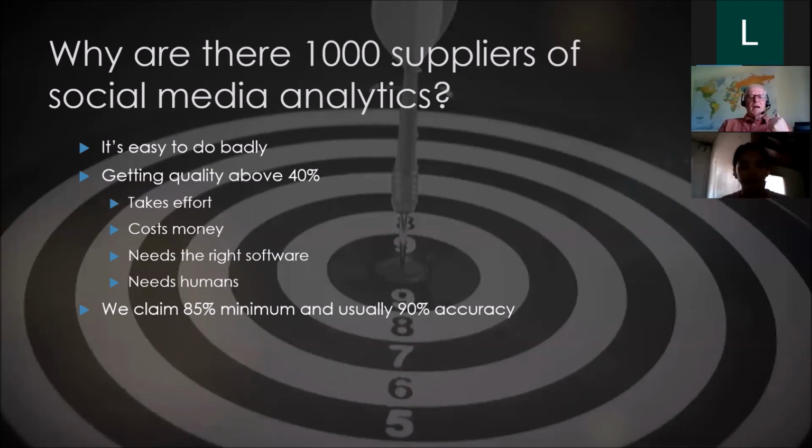Getting above that takes effort, costs money, needs the right software, and needs humans. And when you might think we're in a very competitive market, we are in some ways, but that 1,000 whittles down really just to one or two when it comes to getting quality of the level that we're talking about. So I think it's important to understand the difference between something you can get quickly and cheaply and something that perhaps we're offering if you want that accuracy, and what you're not getting if you don't buy that accuracy.